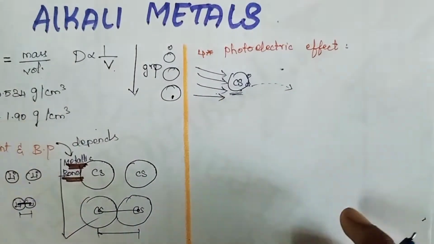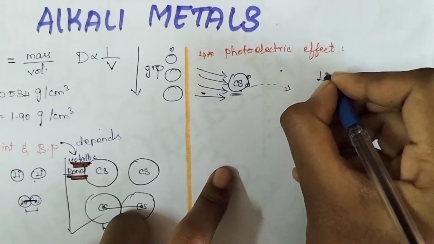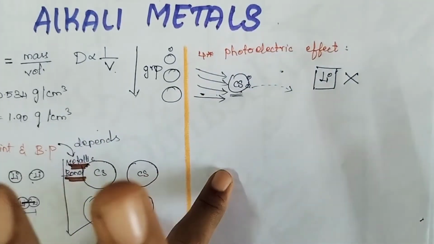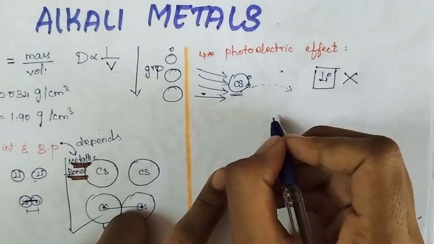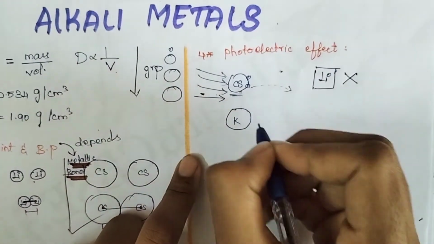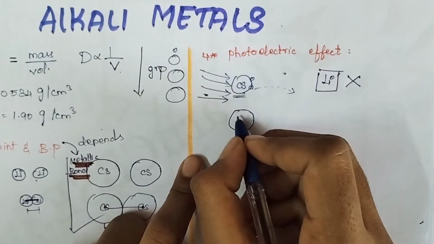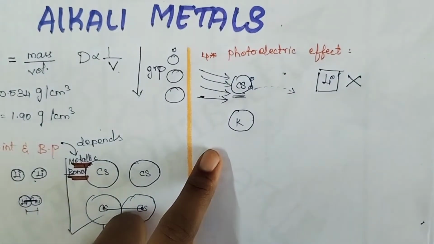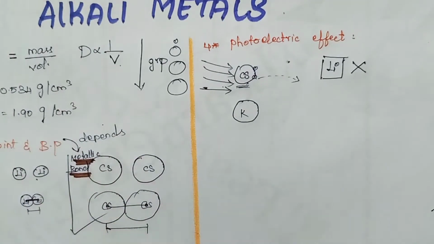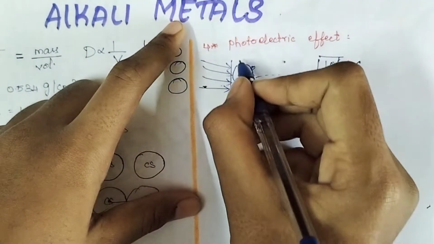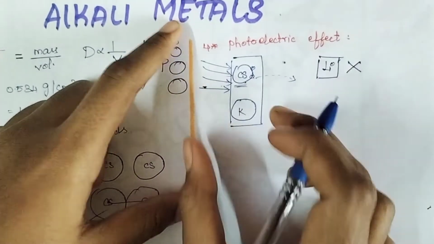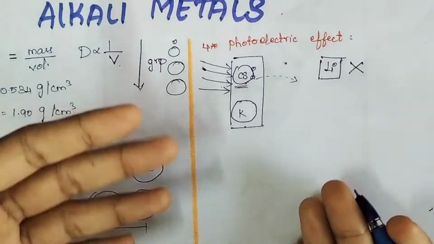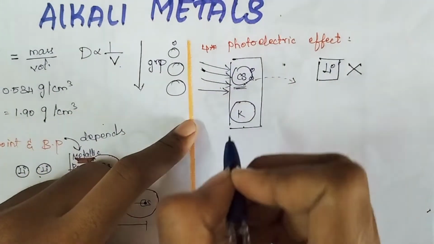Lithium won't show the photoelectric effect. Cesium and potassium, for small size I have to draw now. Potassium and cesium are the best photoelectric effect showing elements. I will tell why, the reason is in a separate video. Potassium and cesium are the best elements to show the photoelectric effect. So keep this in mind.